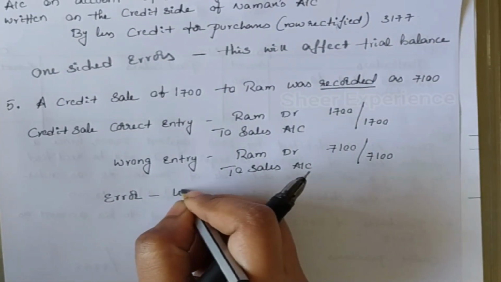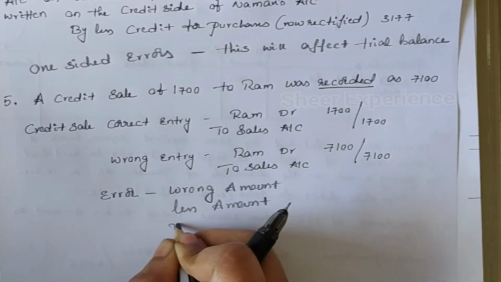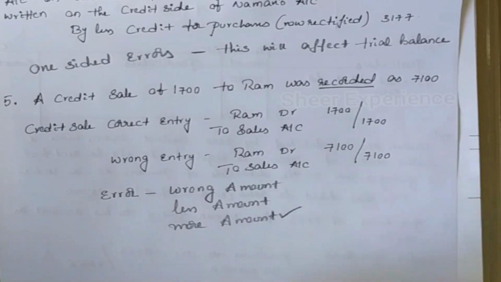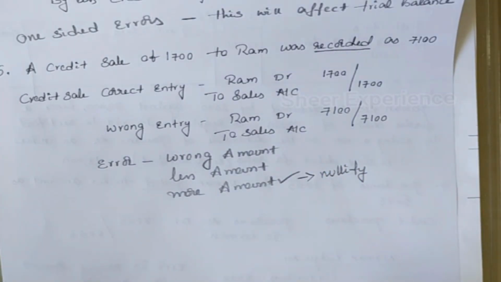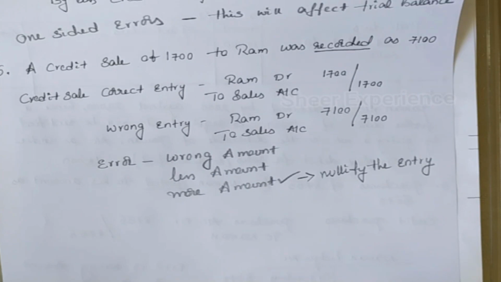7,100. Error is wrong amount. Did we record less amount or more amount? We have recorded more amount. So we need to nullify the entry. For example, 100 rupees is more on the debit side. To rectify this extra 100, we need to record another 100 on the credit side. So this 100 on the credit side will nullify the 100 on the debit side. This is called nullifying the entry.